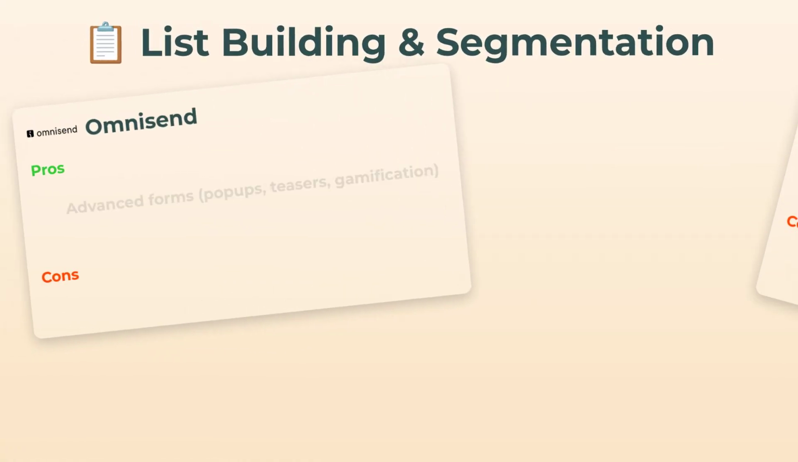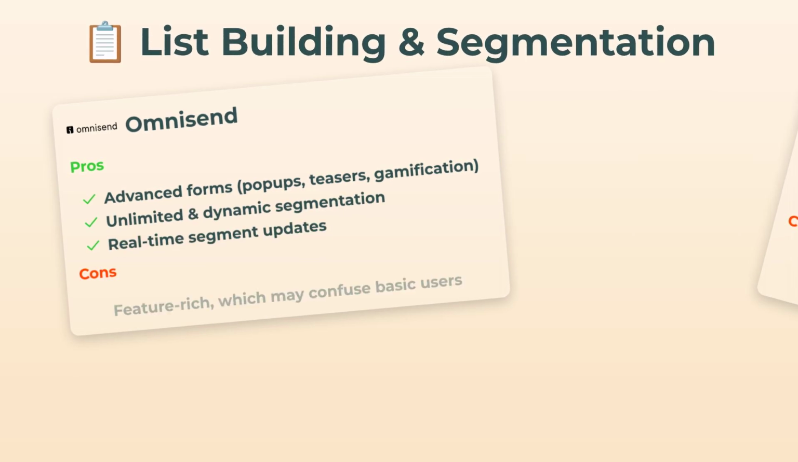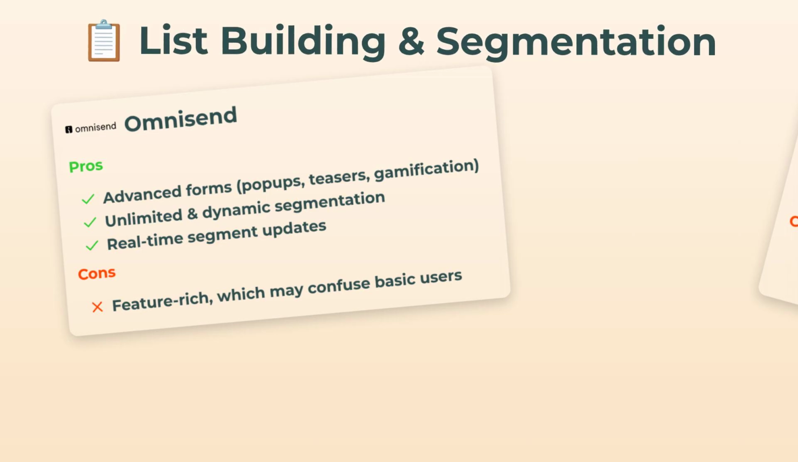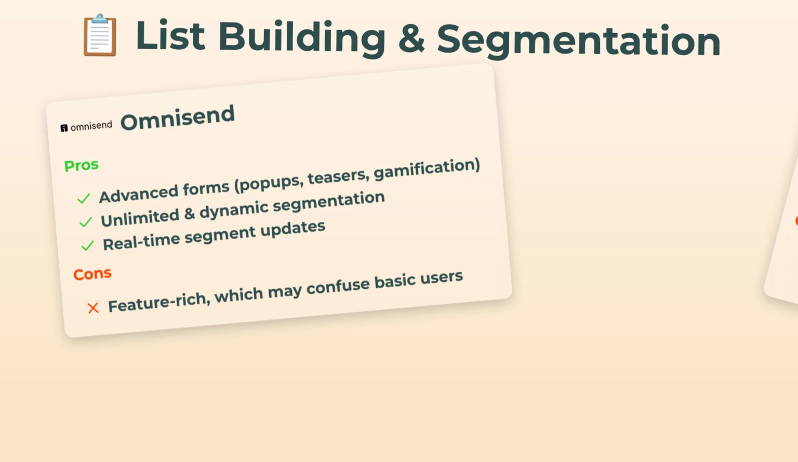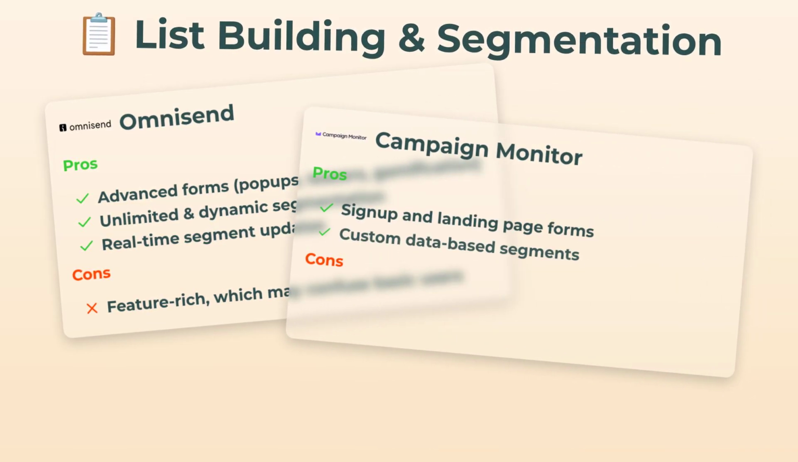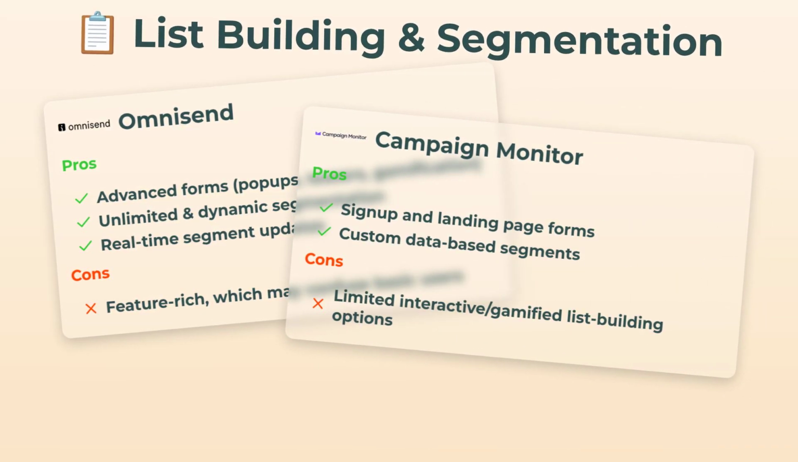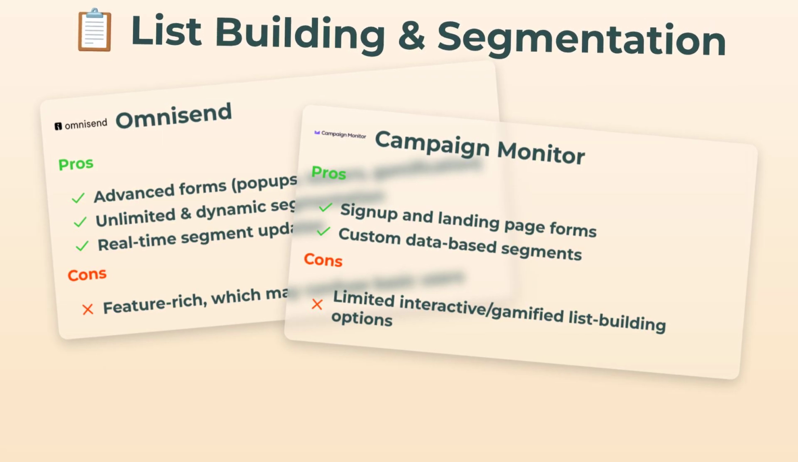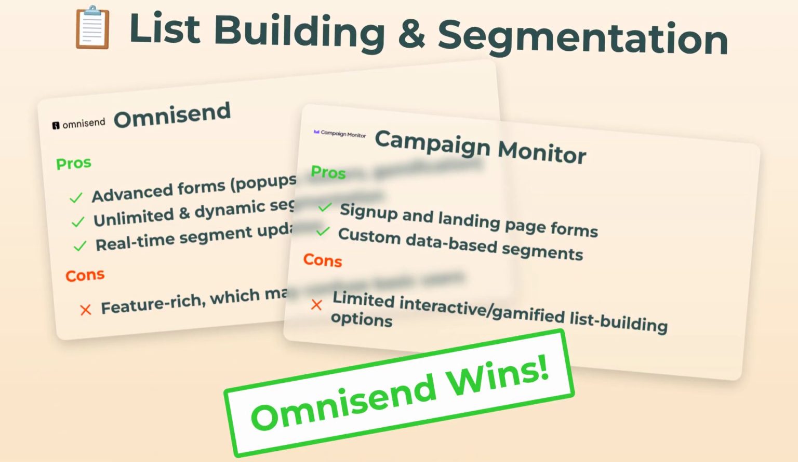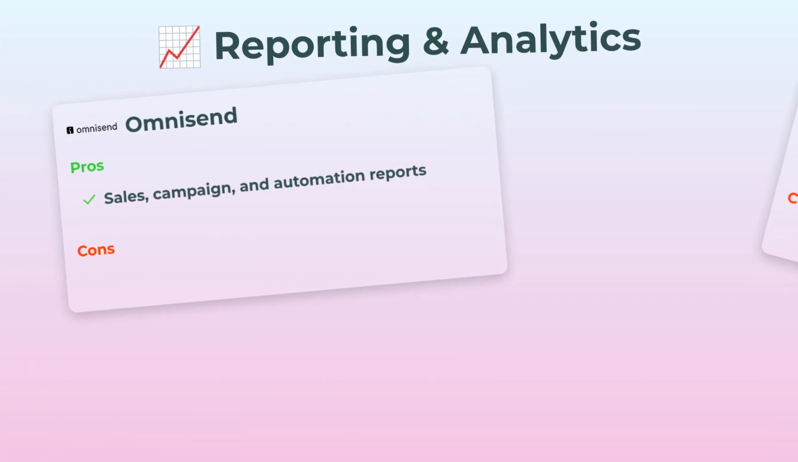On to list building and segmentation. Omnisend kicks it up a notch with advanced forms, pop-ups, teasers, even gamified stuff, plus real-time dynamic segments. It's so feature-rich, honestly, if you just want basic lists, you might get a bit lost. Campaign Monitor covers the basics with sign-up and landing page forms, can segment based on your data, but interactive or gamification, not really their thing. So Omnisend wins again.